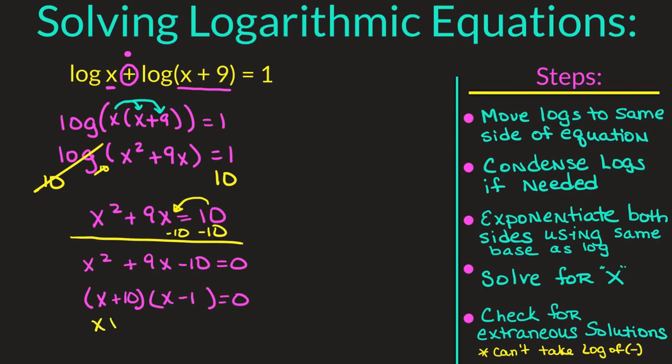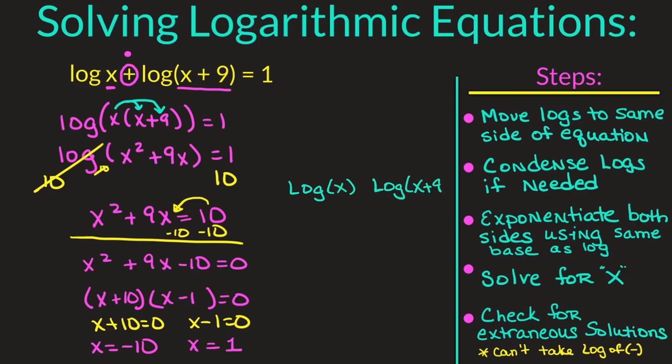Set each factor equal to 0. And then you're going to solve for x, giving us x equals a negative 10 and x equals a positive 1. Now remember, we need to make sure we check for extraneous solutions. Meaning, if I were to go back to the original problem and I have a log of x and then a log of x plus 9, if I plug in my current solutions into either one of these and ever get a negative answer, then it would be extraneous. It would not be a valid solution.